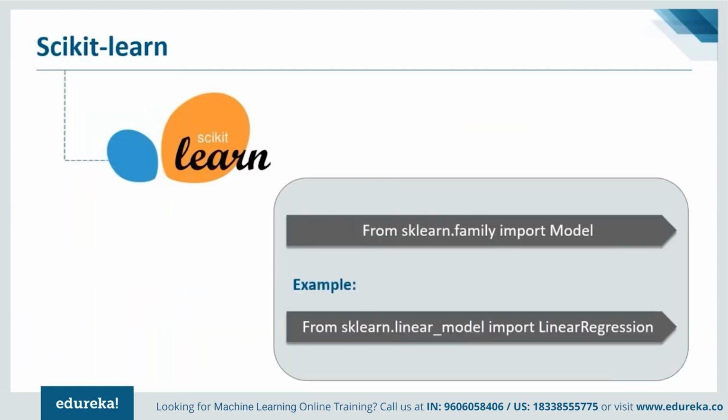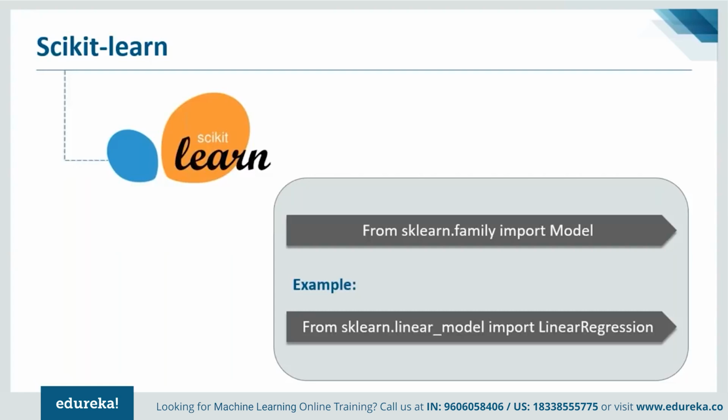So now every algorithm is exposed in scikit-learn via an estimator. So for that, first you need to import the model. So the general form to do that is from sklearn.family import model. So to take a specific example, let's say I want to perform a linear regression, which is the first machine learning algorithm that we have learned.